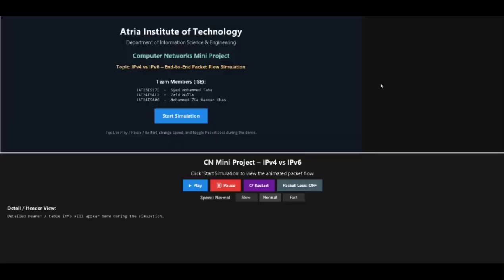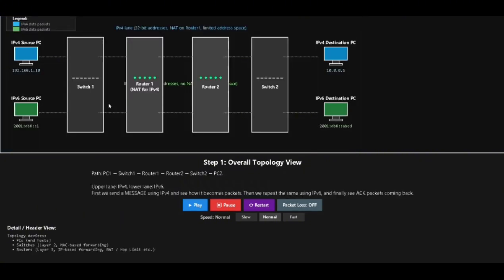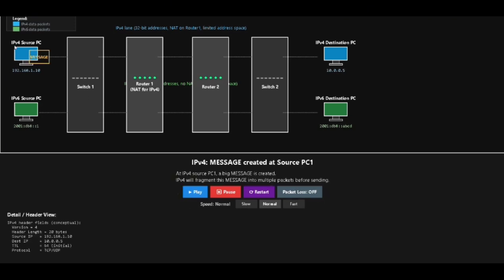Thank you. So let us understand through a simulation of the two components, IPv4 and IPv6. Let us start the simulation. This is the IPv4 and IPv6 model.